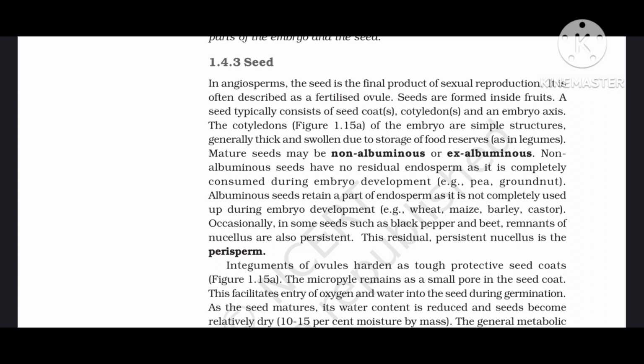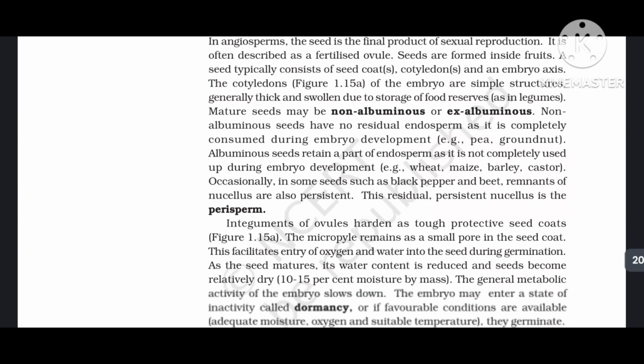Non-albuminous seeds have no residual endosperm as it is completely consumed during embryo development, that is pea, groundnut. Albuminous seeds retain a part of endosperm as it is not completely used up during embryo development, that is wheat, maize, barley, castor. Occasionally in some seeds such as black pepper and beet, remnants of nucellus are also persistent. This residual persistent nucellus is the perisperm.